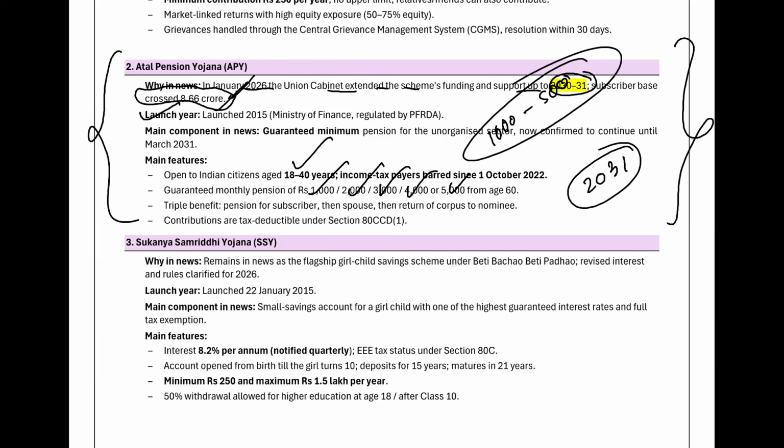So exam keyword is what? If you want to remember why it is coming in the news, that is it has been extended to 2031. ये लिख लो. Why? Because the subscriber base has crossed 8.66 crore. Is it clear?